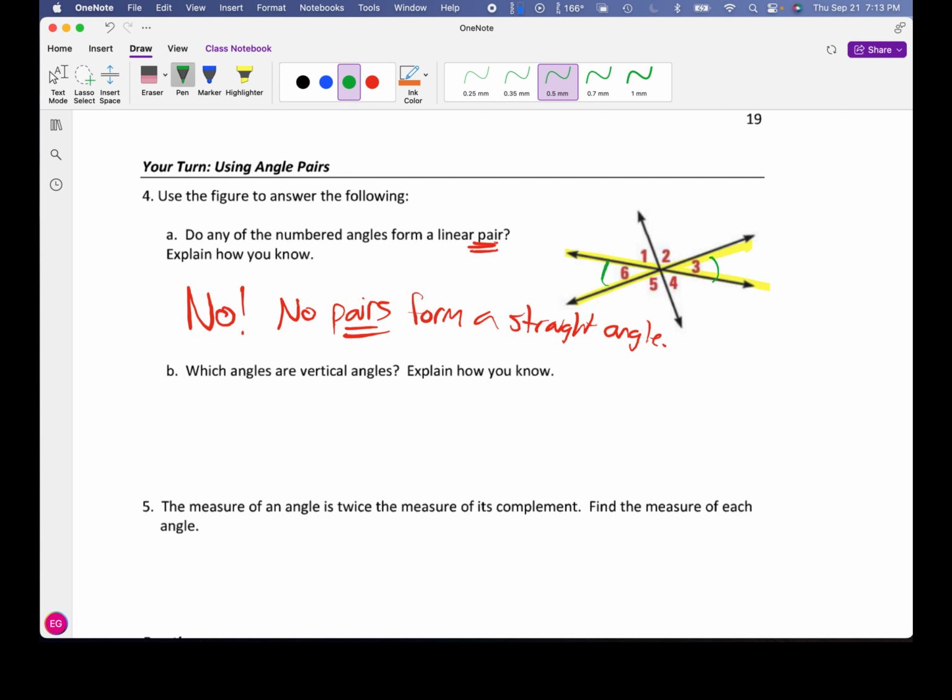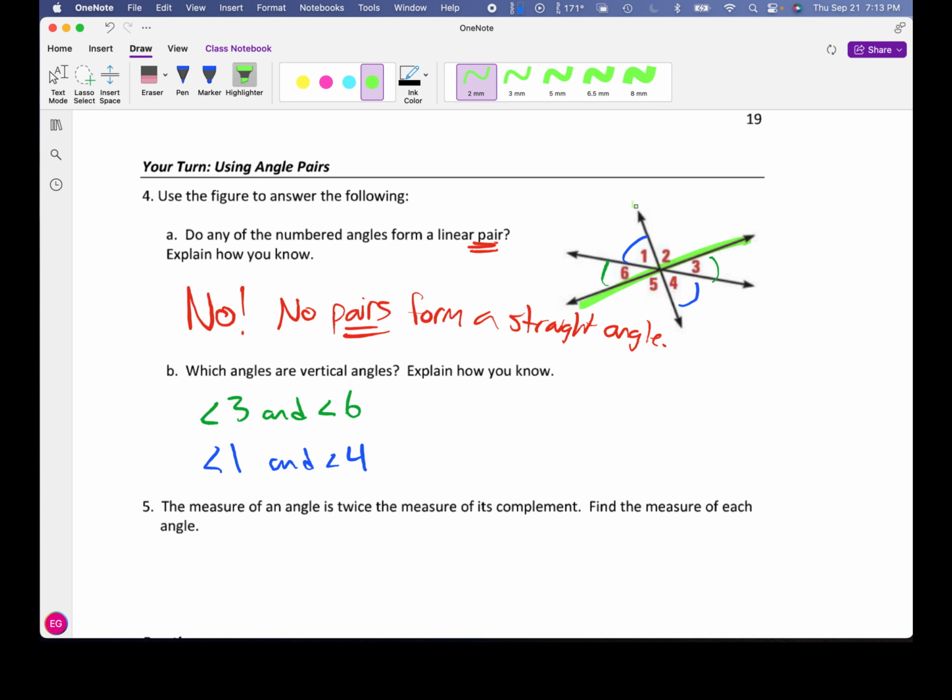All right, so 6 and 3 are going to be vertical to each other, which means that they are equal in measure. If I highlight a different set of lines now, so I'll do this one and this one, what that's going to create is right here, 1 and 4 are now opposite each other. So we know that angles 1 and 4 are going to be vertical angles, which means that they are congruent to each other.